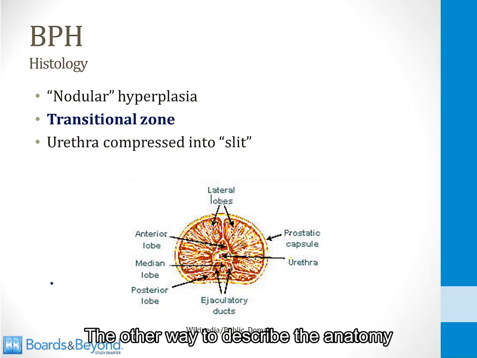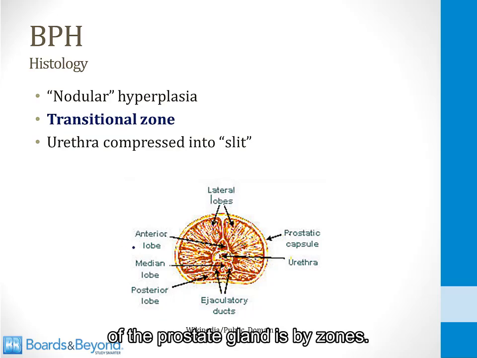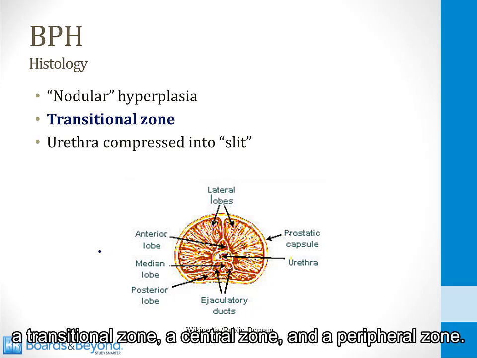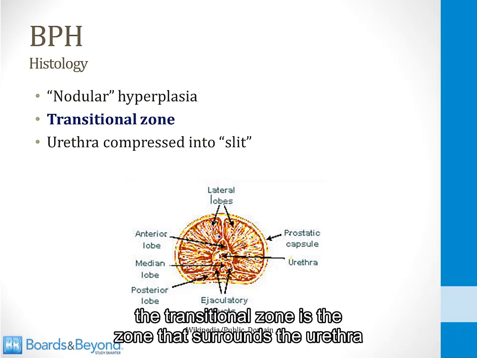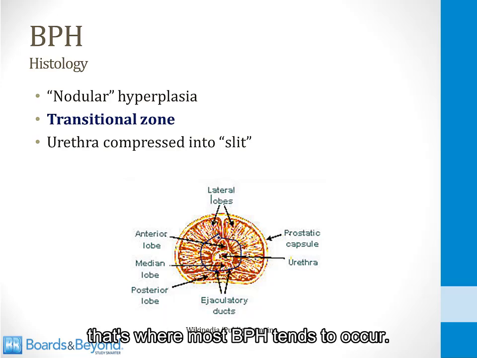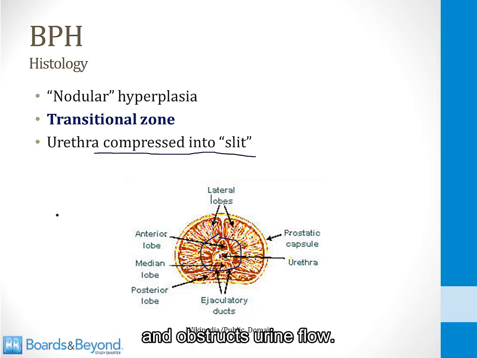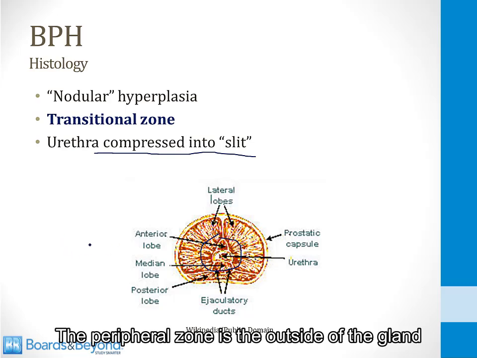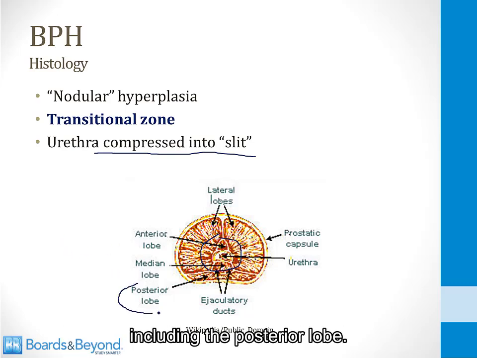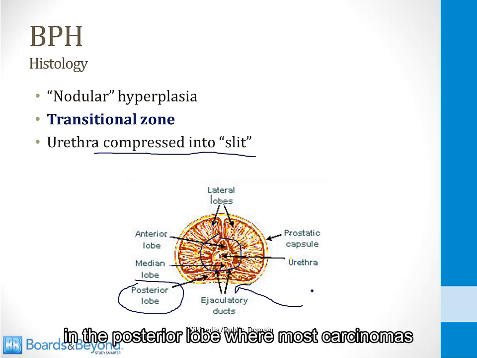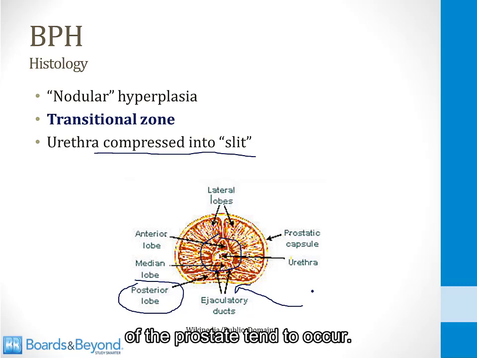The other way to describe the anatomy of the prostate gland is by zones, and when you do it this way, there are three zones: a transitional zone, a central zone, and a peripheral zone. When you describe the anatomy this way, the transitional zone is the zone that surrounds the urethra. That's where most BPH tends to occur, and it compresses the urethra into a slit and obstructs urine flow. The peripheral zone is the outside of the gland, including the posterior lobe, and as we'll talk about later, it is this peripheral zone in the posterior lobe where most carcinomas of the prostate tend to occur.